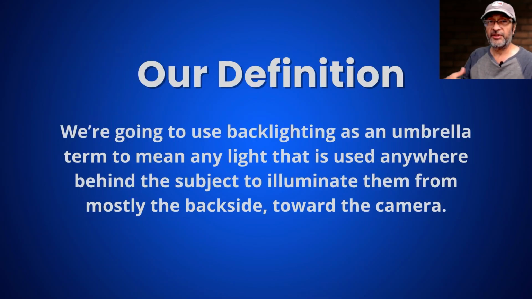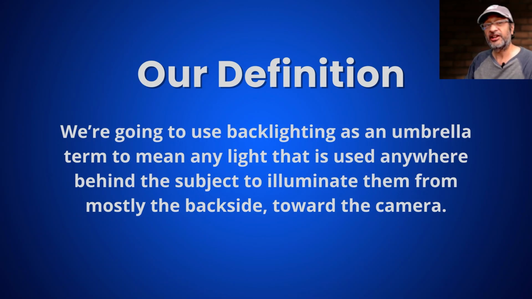People like to define backlighting in all different kinds of ways, but in photography, it doesn't necessarily mean a light coming directly from behind the subject straight at the camera. Today, we're going to use backlighting as an umbrella term to mean any light that's used anywhere behind the subject to illuminate them from mostly the backside toward the camera.